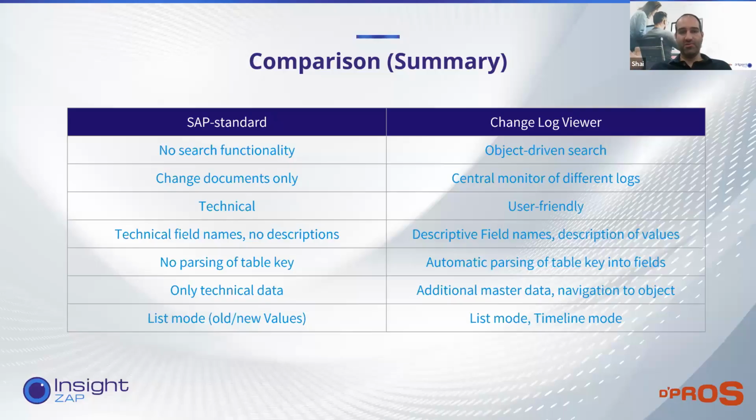So if we conclude this functionality of the changelog viewer, what we've seen so far, it includes an object-driven search, allowing you to search by any object. It is a central monitor of different logs in one central place. It is a user-friendly UI, with descriptive field names, description of values, and even navigation to objects. And at last, it includes both list mode and timeline mode for display.